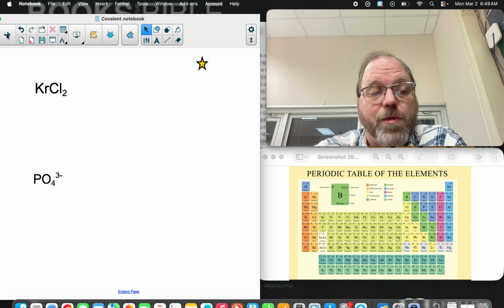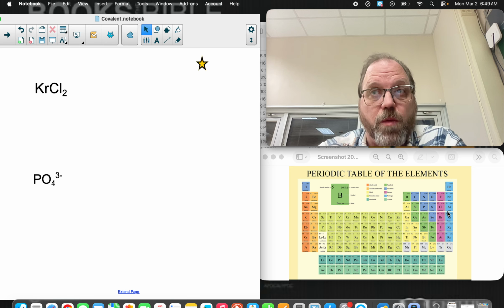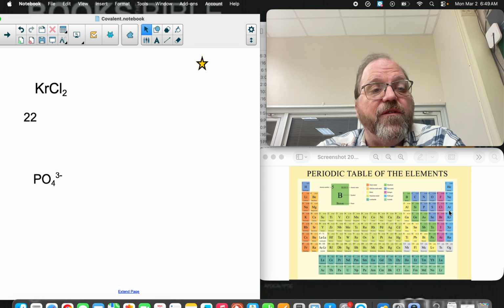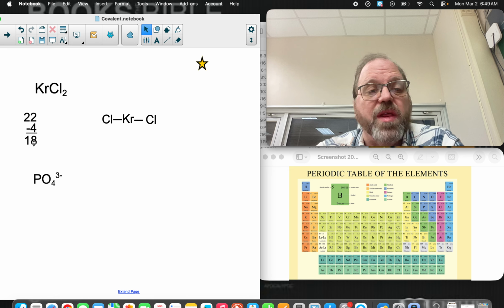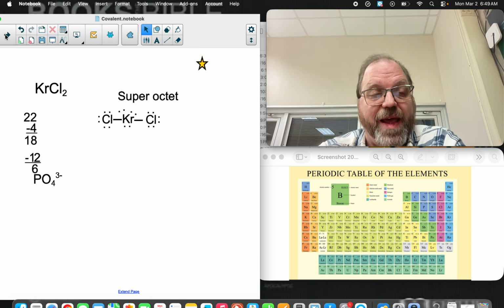First is called krypton dichloride. It is a noble gas, but it is working with a halogen that's so electronegative it's making a bond. So we have 8 for our krypton, 14, 7 times 2, 14. 14 plus 8 is 22 electrons to work with. So krypton's the center, chlorine on both sides, subtract 4 away. Leaves us with the 18, put 6 on each one, leaves 6 to go, put those around the center. That's what we refer to as a superoctet if it has more than 8 electrons on the outer shell.